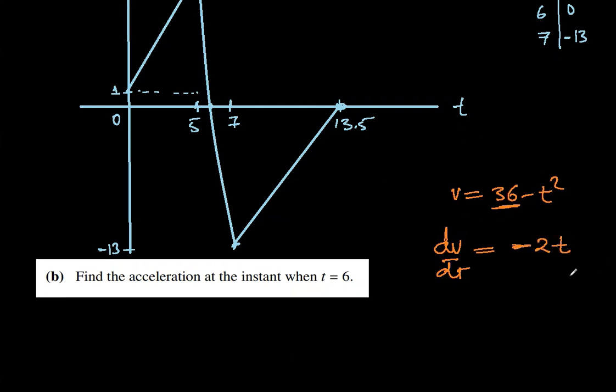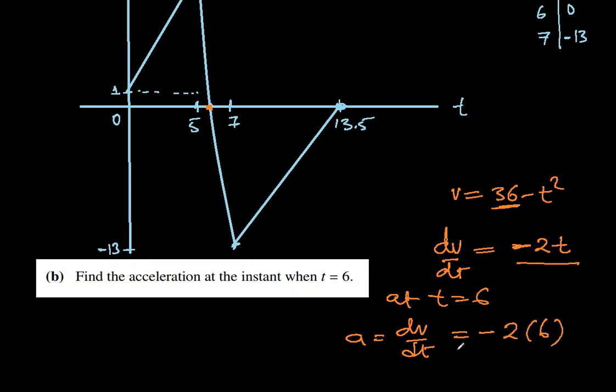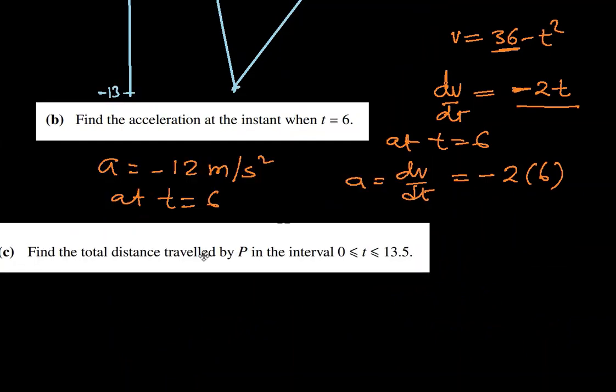Okay, so now the gradient of the curve at t equal to 6. So at t equal to 6, dv over dt, which is acceleration, is minus 2t. So minus 2 times 6, minus 12. So acceleration is minus 12 meters per second square at t equal to 6.